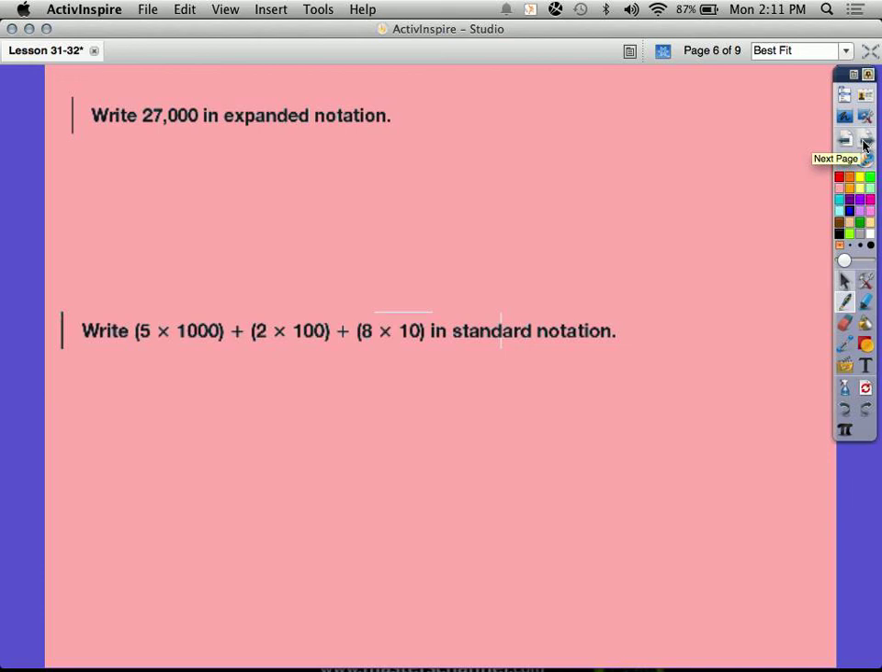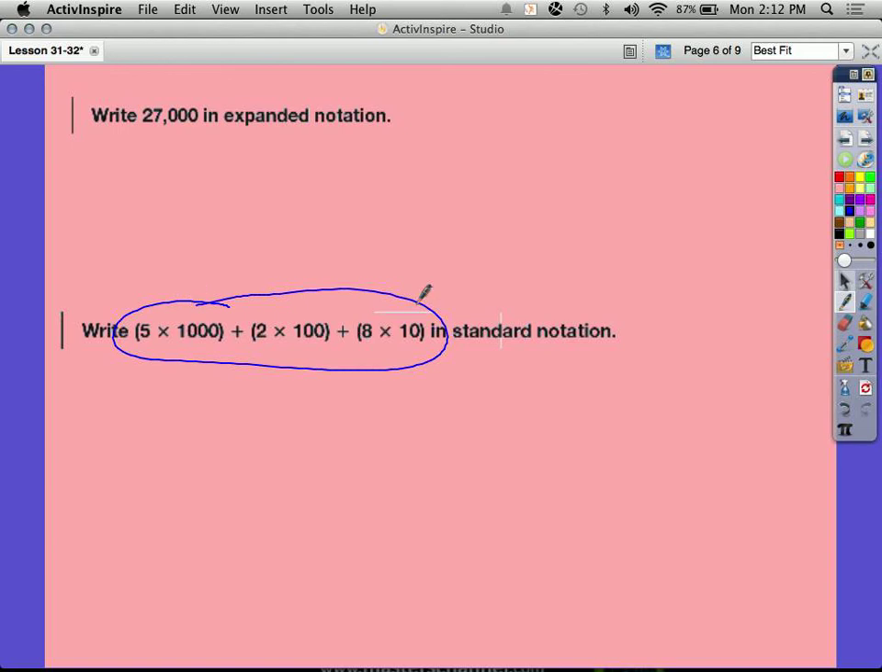Lesson 32. We're going to start with notation. So we have expanded notation and standard notation. So for the first one, it says write 27,000 in expanded notation. So what we're doing is we're going to break it down into each place value. If you look down at the second problem down here, they list out the number times a place value plus a number times a place value plus a number times a place value with some parentheses in there. I'm going to let you do a little shortcut if you want.